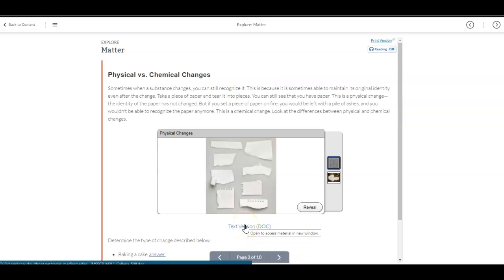So let's talk a little bit about physical versus chemical changes. Sometimes when a substance changes, you can still recognize it. This is because it is sometimes able to maintain its original identity even after the change. Take a piece of paper and tear it into pieces. You can still see that you have paper. This is a physical change. The identity of the paper has not changed. But if you set a piece of paper on fire, I'm sorry, you would be left with a pile of ashes, and you wouldn't be able to recognize the paper anymore. This is a chemical change. So look at the differences between chemical and physical changes.